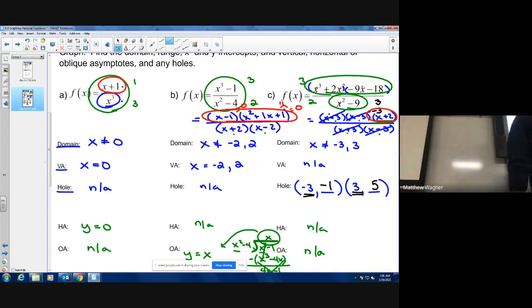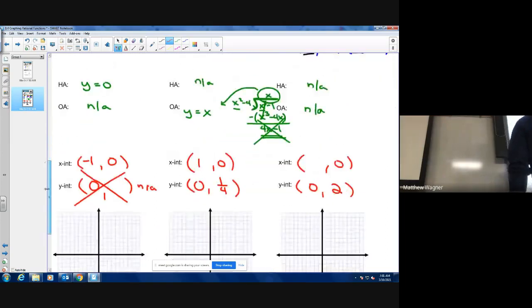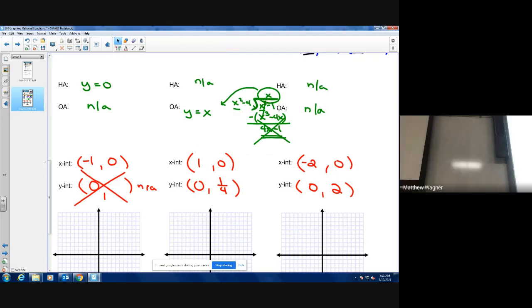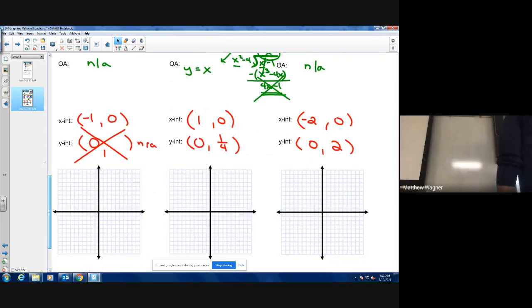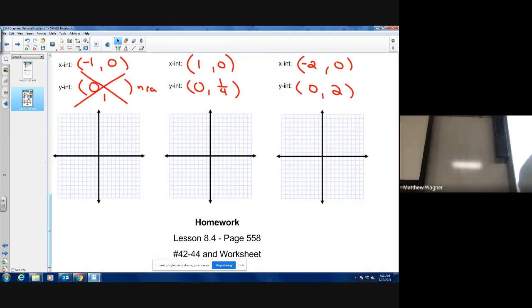The only factor left in our numerator is x plus 2, which means I'm going to have an x-intercept at negative 2, all right? Once you've identified all this information, your domain, your vertical asymptotes, your holes, your horizontal asymptotes, your oblique asymptotes, your x and y intercepts, the graphs come together quite nicely, okay?